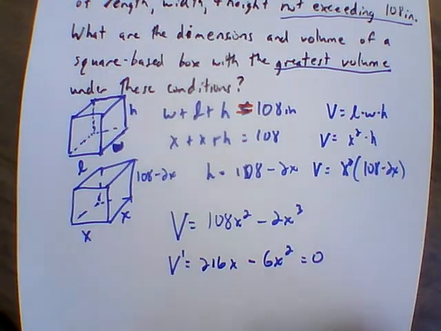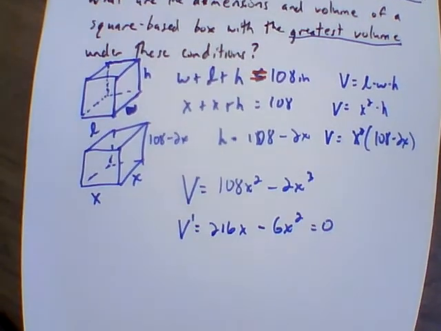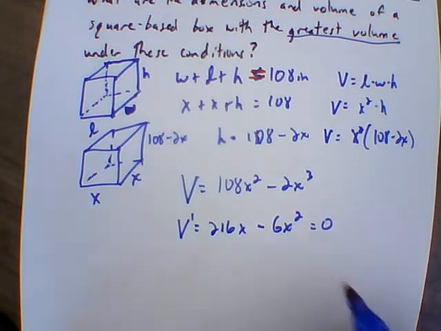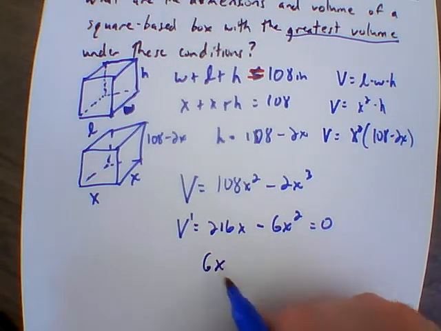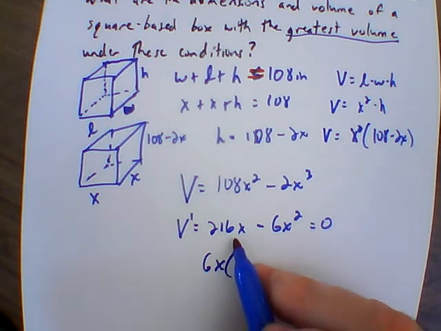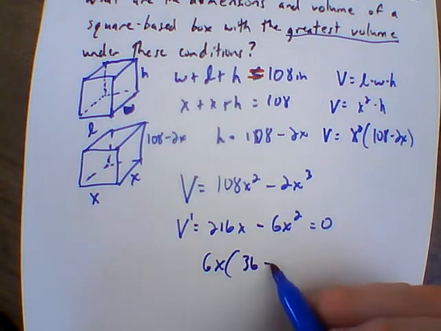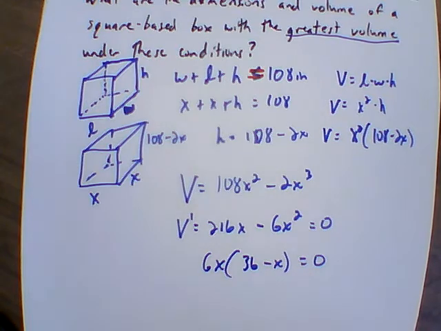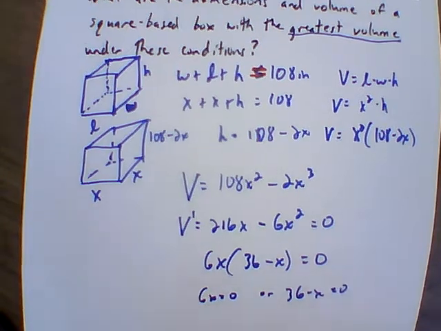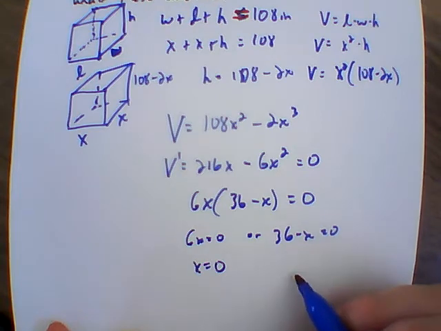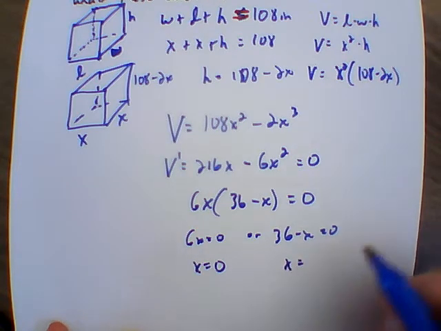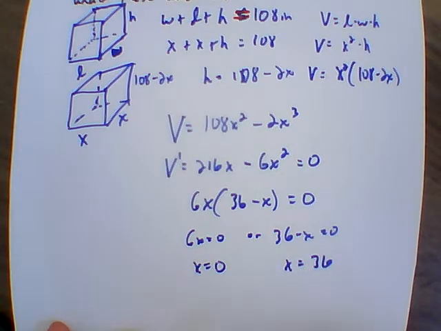Set it equal to 0. Once again, we set it equal to 0. These are going to give us our critical values. Okay, so if these are our critical values, in the process of setting equal to 0, I'm going to factor out a 6x. If I factor out a 6x, that leaves me with 36 minus x equals 0. So that means 6x equals 0, or 36 minus x equals 0. So x equals 0, or x equals 36.